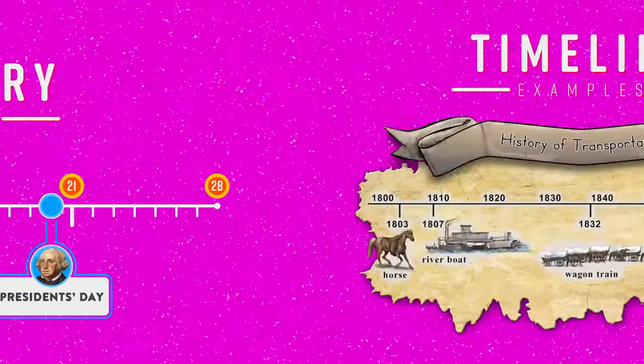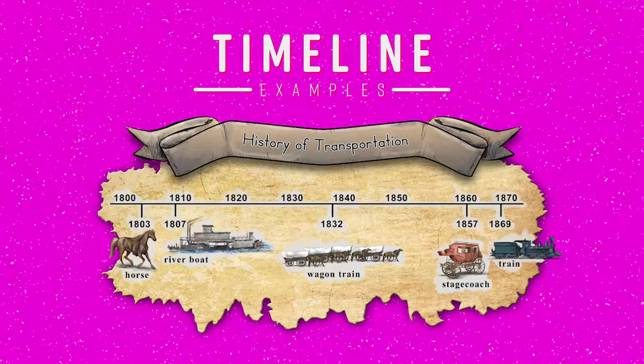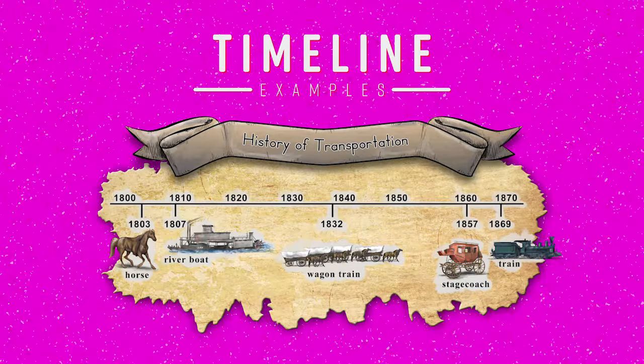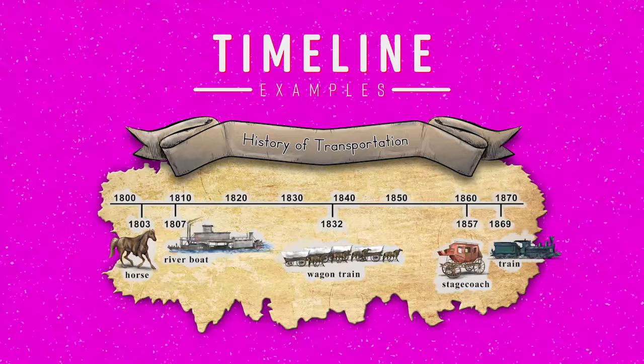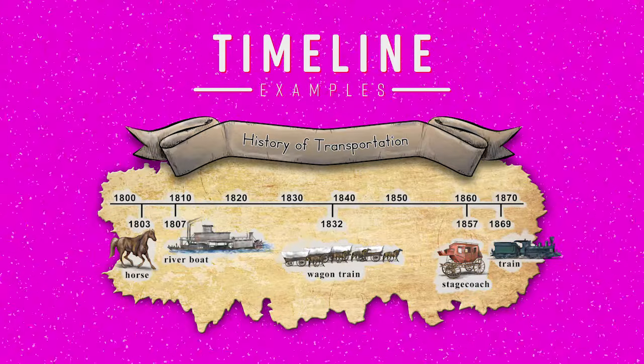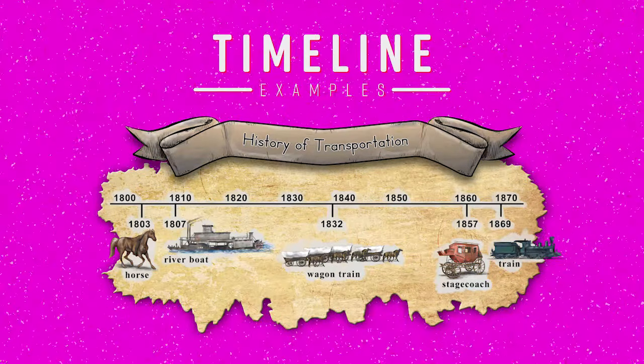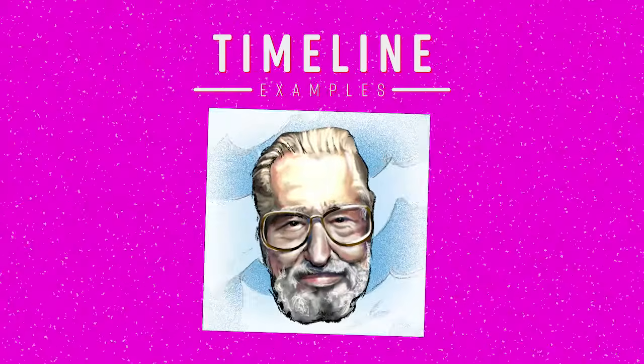Timelines are an excellent way to organize historical information. They can help you to understand events that have happened in the past and see how events might be related. A timeline can be used to organize events in a person's life as well.